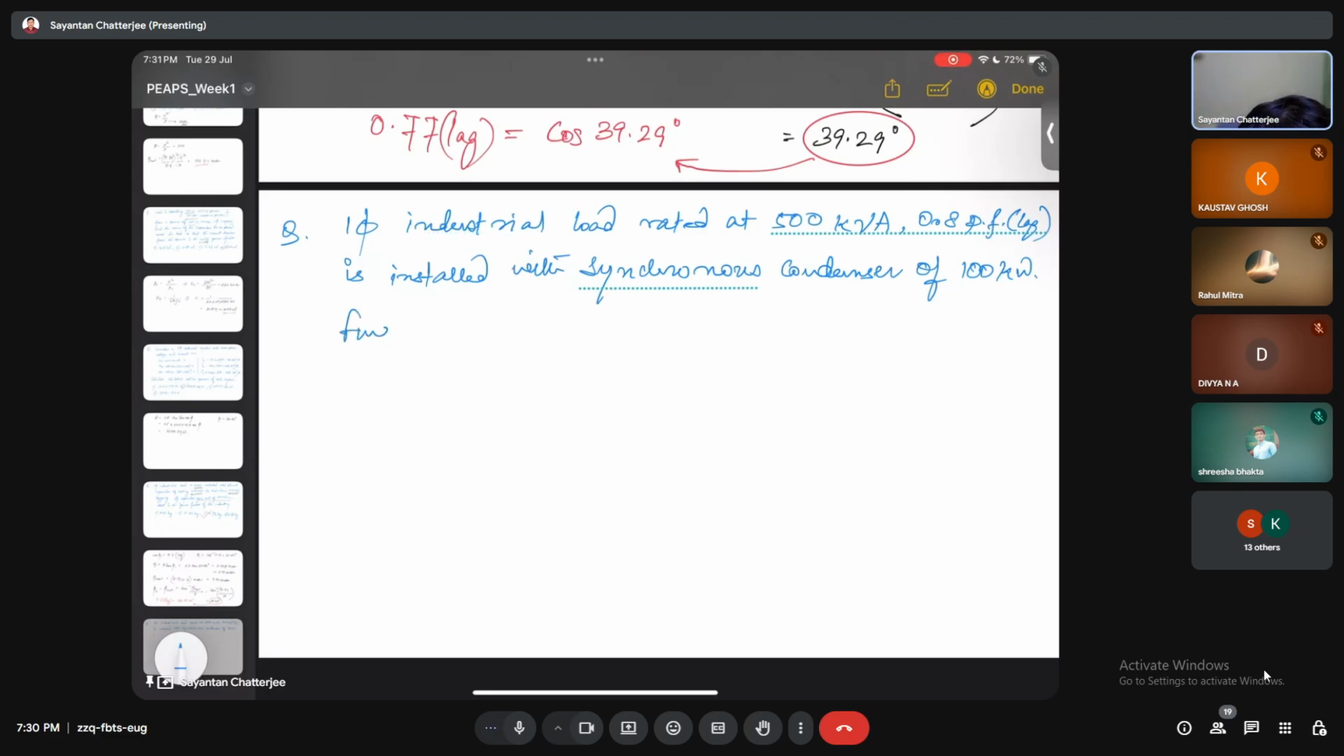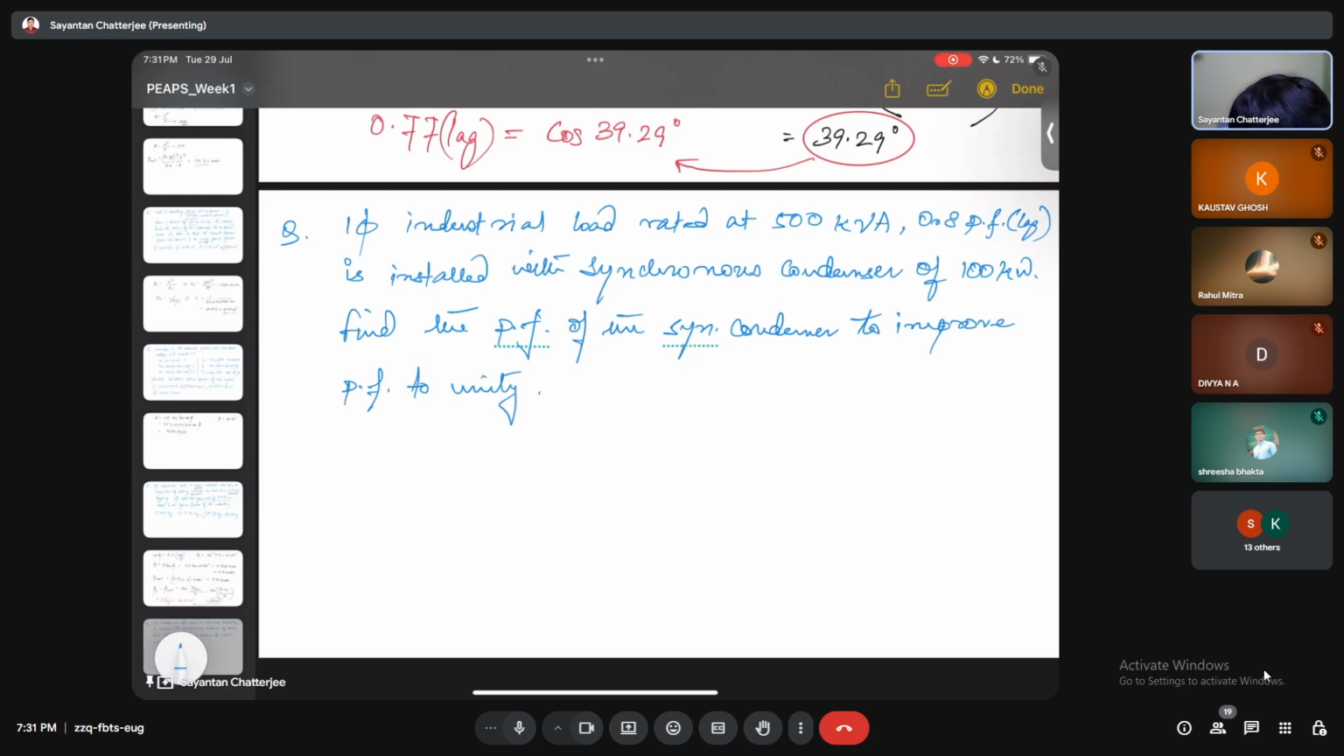So find the power factor of the synchronous condenser to improve the power factor to unity. So this is the question and these are the options. Please start solving, similar to the question that we solved.